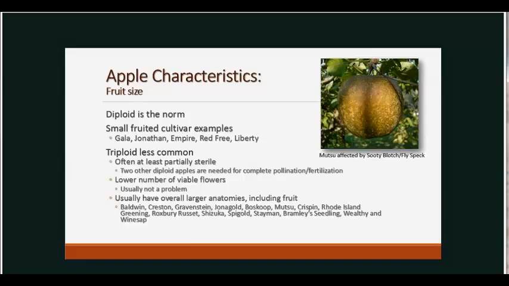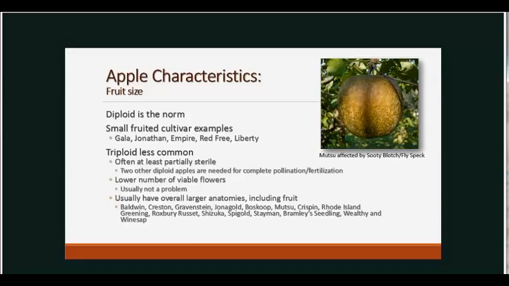Now going back to the diploid type, there are also what we call small fruited cultivars, and in general they just produce small fruit, and no matter how good a manager you are, they are in general small fruited. So I have Gala, Jonathan, Empire, Red Free, Liberty. If you're doing an operation with something like candied apples, a lot of times a smaller apple is suitable, or if you're providing apples for young children, small apples are good. So there is some benefit to knowing which ones are small as well as which ones are large.